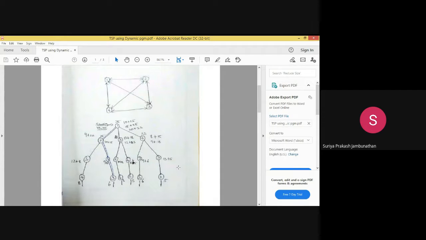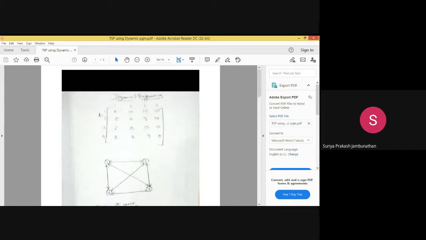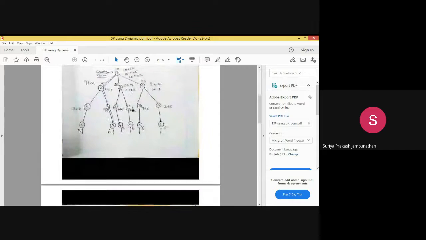Okay. Now let's see how we are filling these values. From the leaf node 4 to reach 1, what is the cost? From leaf node 4 to 1, we have to see in the matrix table. So 4 to 1, the value is 8. So 8 we are filling in this place.